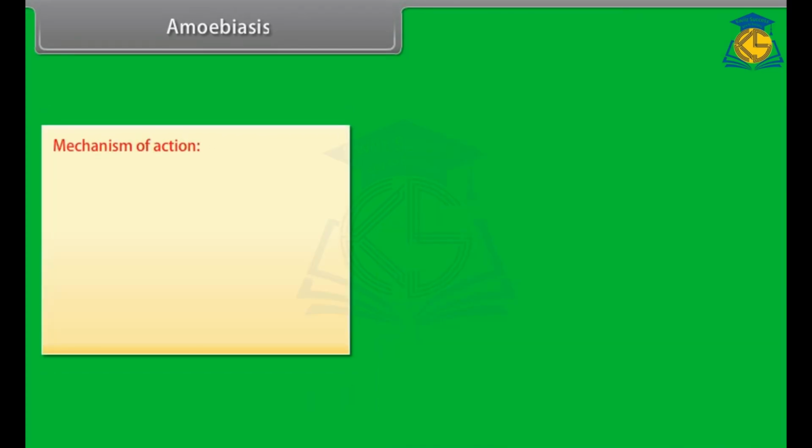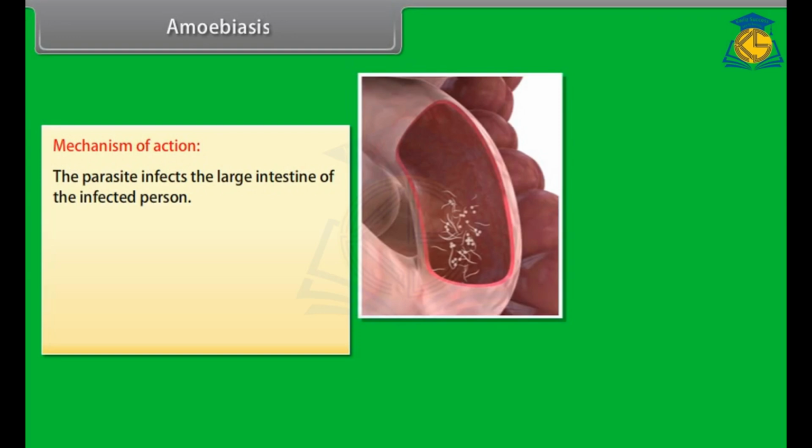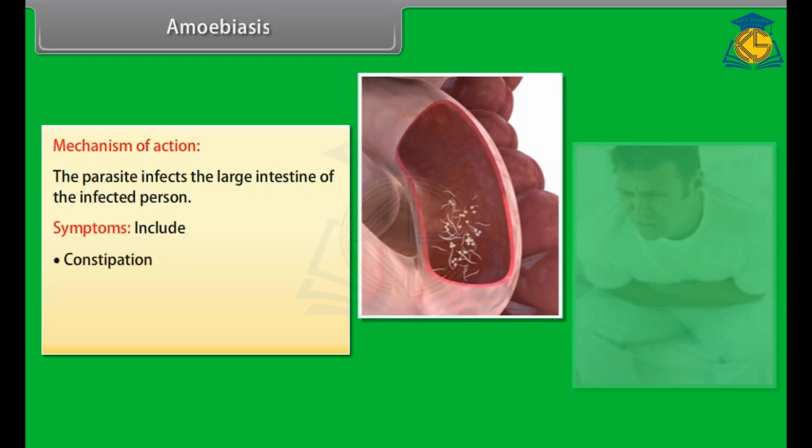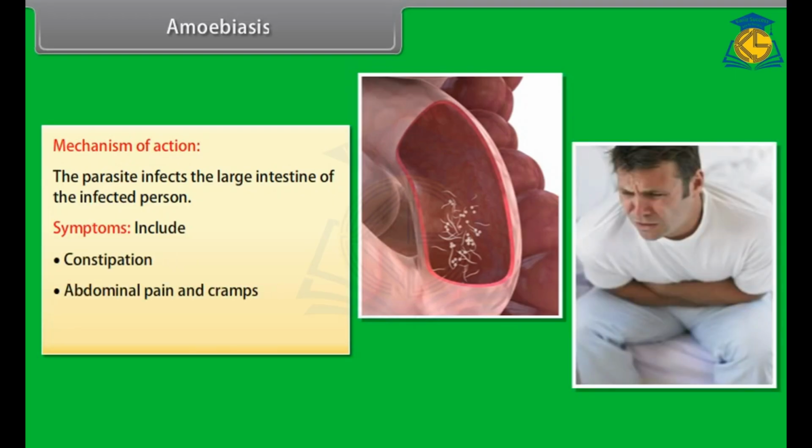Mechanism of action. The parasite infects the large intestine of the infected person. Symptoms include constipation, abdominal pain and cramps, stool with mucus and blood.